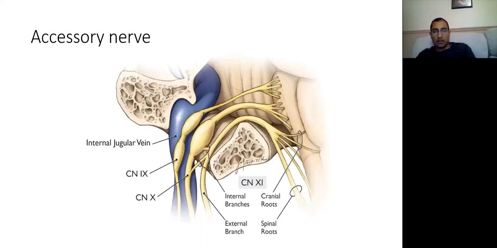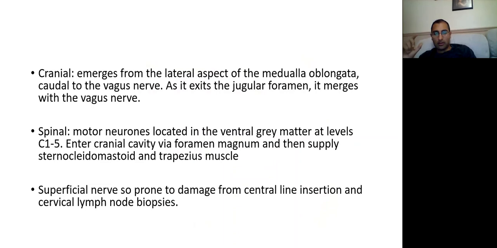I hope that makes sense. And then going over the accessory nerve. So like I say, the accessory nerve comes off just below the vagus nerve and the glossopharyngeal nerve. It's got the cranial part and the spinal part. The spinal part goes up through the foramen magnum and comes out through the jugular foramen, along with the internal jugular vein, glossopharyngeal nerve, and the vagus nerve. So the cranial part emerges from the lateral aspects of the medulla oblongata, caudal to the vagus nerve, and it exits the jugular foramen with the vagus nerve.